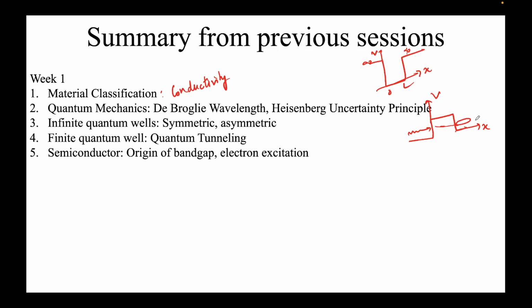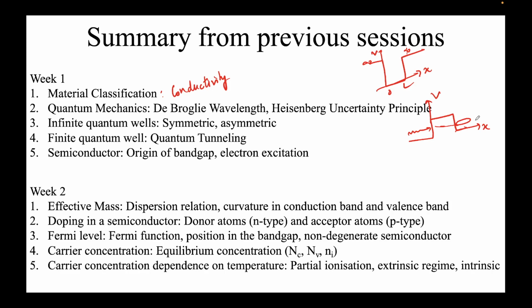Finally, we came back to the semiconductor, and we saw how a band gap originates. When two silicon atoms come close together, and then a huge number, like 10 to the power 22, 10 to the power 23 atoms come together, they overlap their electronic energies, and we saw how bands are created. And then we saw how electrons can be excited across this band gap.